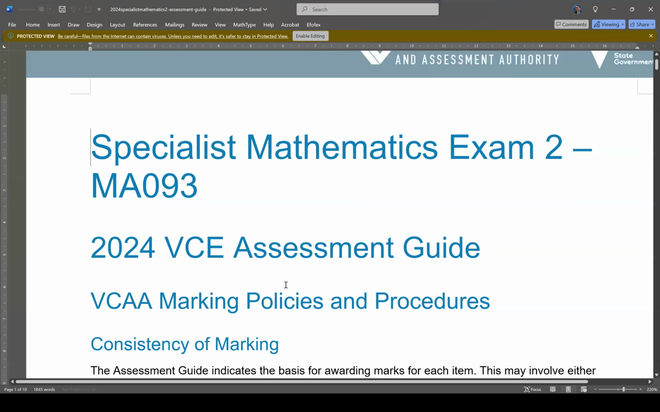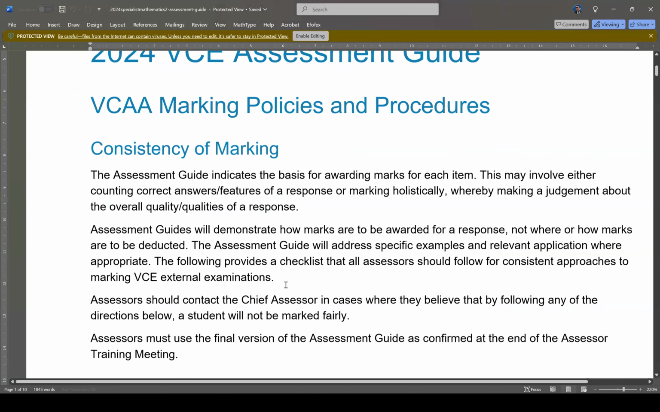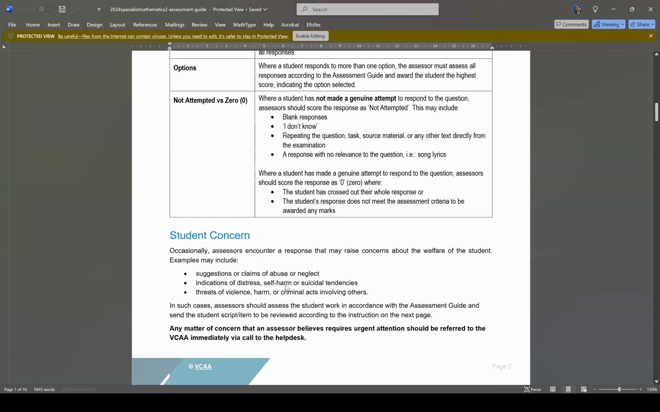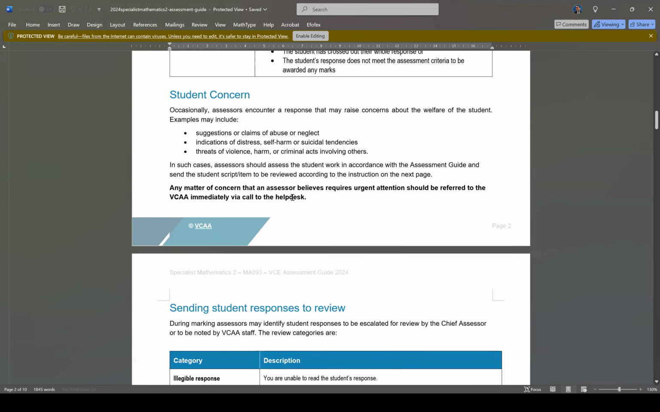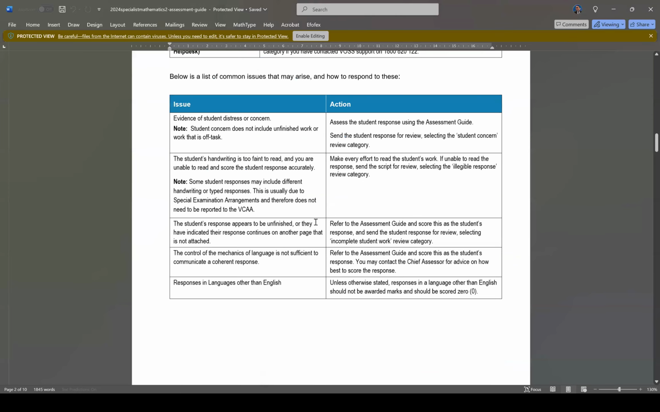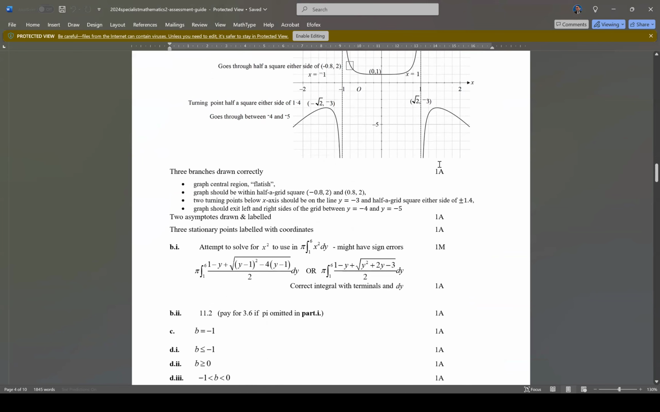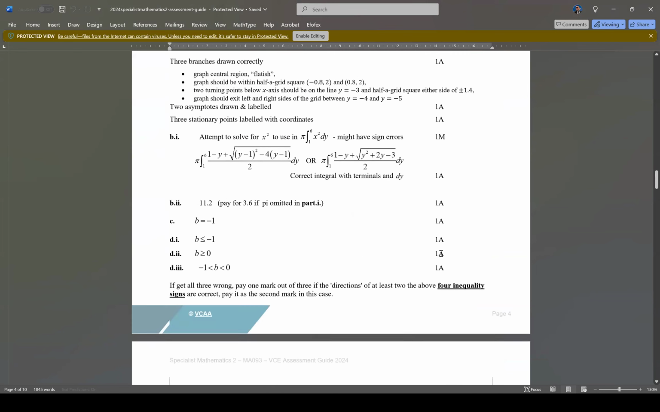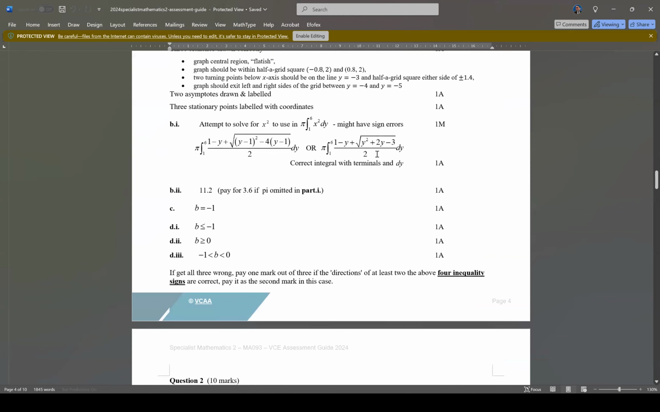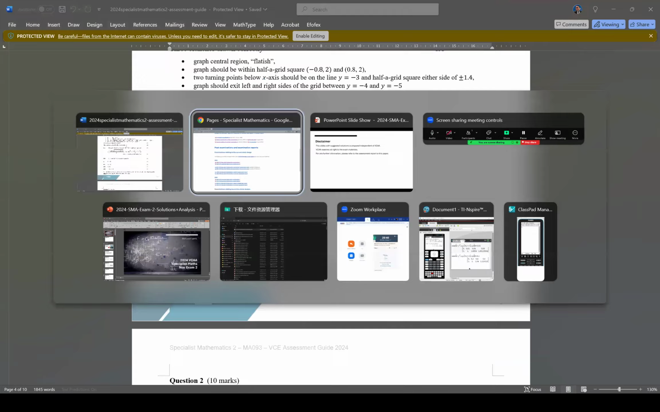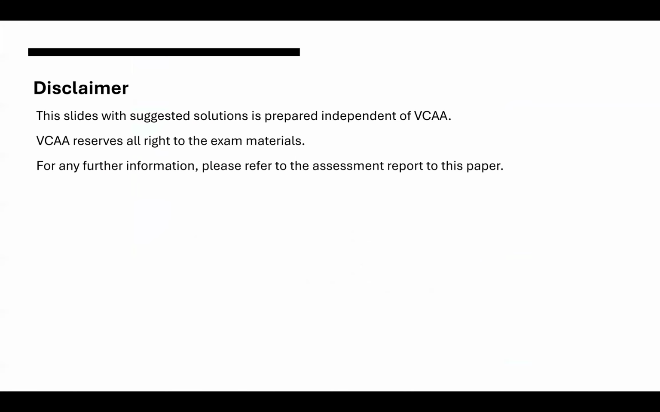This is how it looks. It outlines the procedures and also the policies used by VCAA, but more importantly to students, you can see the answer marks, method marks, and also special requirements for certain responses, etc. But in my video, I will focus on the solution and the possible approaches, including any potential CAS calculator approaches.